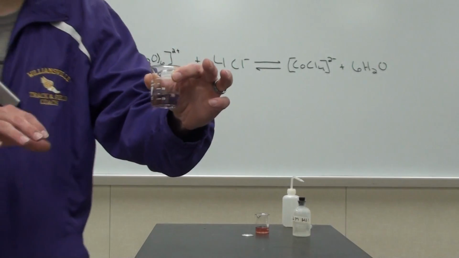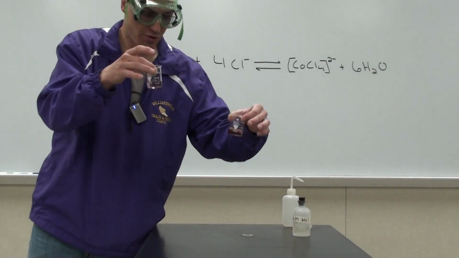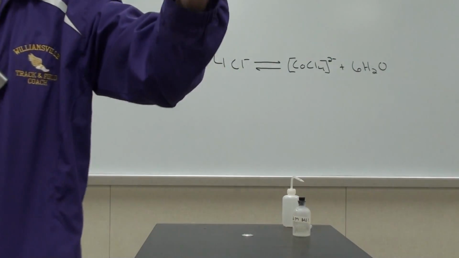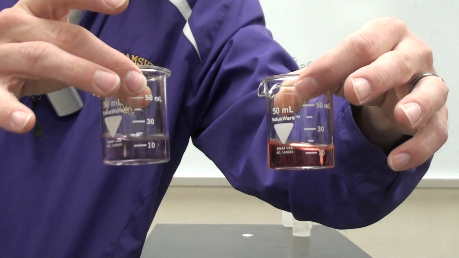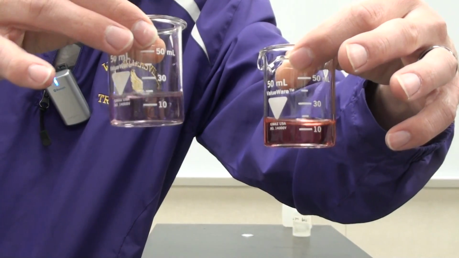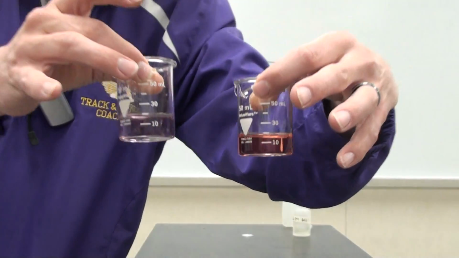And just to show you that the solution we've just produced is a little bit different, I'm going to compare the original cobalt solution to the solution that's lavender, or at equilibrium. So you can see that they're two distinct colors.